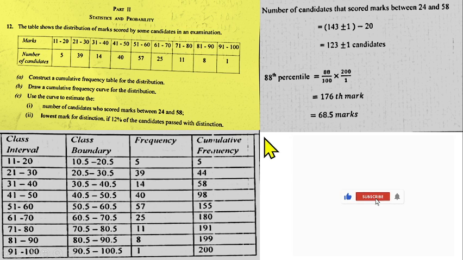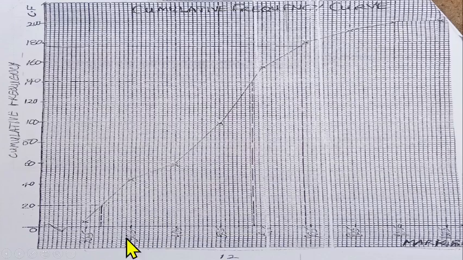Then go to 58 as well on the x-axis. Trace it to the curve, then across to the y-axis. You know the value of 58 as well. If you do that, let's go back again. For 24, 24 is right here. If you trace it to the top, you get 20. Then the next one is 58. 58 is right here. Trace it up as well. You get 140.